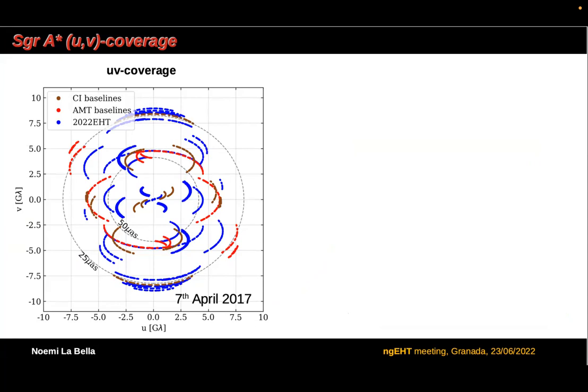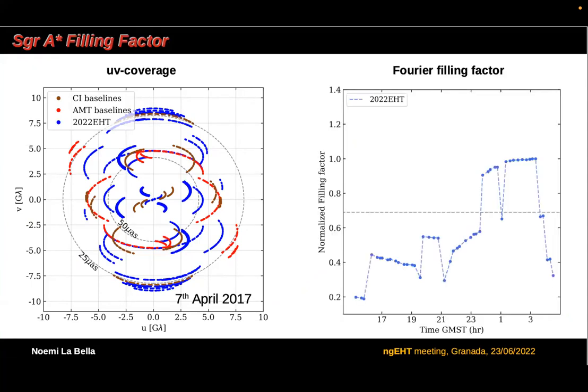But we are interested to see how this UV coverage evolves in time, because we want to see where we have a good window to perform dynamical imaging. So for this goal, we built the Fourier filling factor plot, which looks at how well the UV plane is covered in terms of area. In particular, here we use the filling factor normalized to the maximum filling factor with the 22 EHT. And this is our threshold, which corresponds to 70% of the maximum of the filling factor with the 22 EHT array.